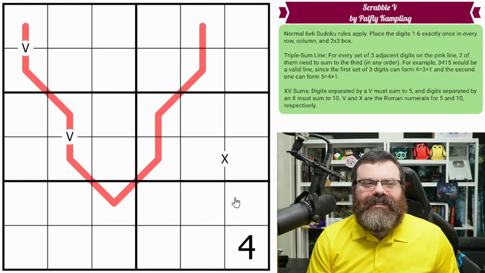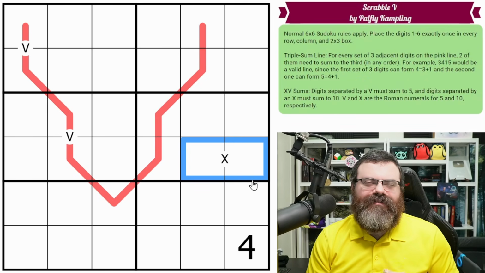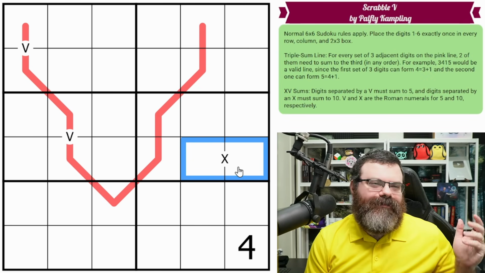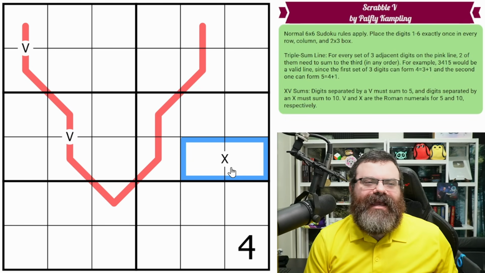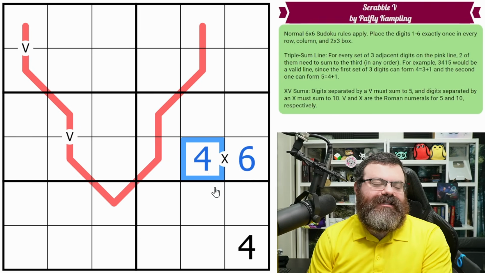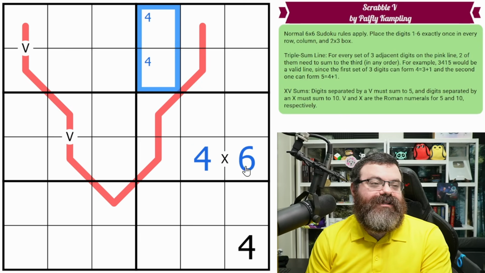All right, so XV was designed for 9x9, where X is more interesting. But in a 6x6, there's only one way to fulfill an X, 4 plus 6. Can't do 5 plus 5 because it would repeat the 5 in the row. And we can't do 3 plus 7 or 2 plus 8 or 1 plus 9 because 7, 8, and 9 don't exist in this puzzle. So we need this to be 4, 6. This 4 tells us that's 6. That's 4.